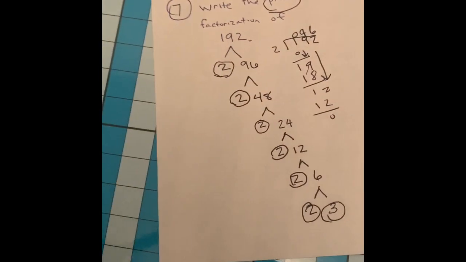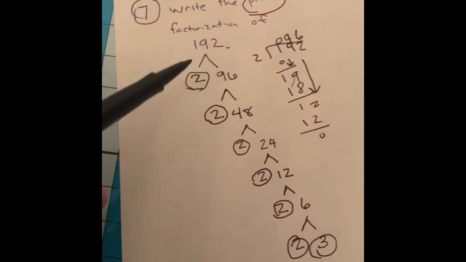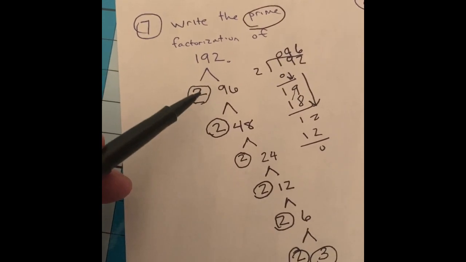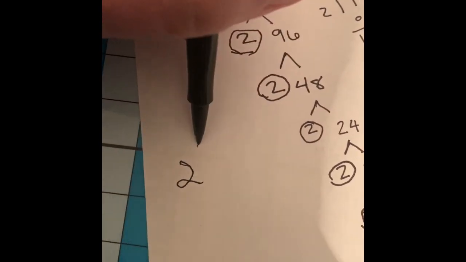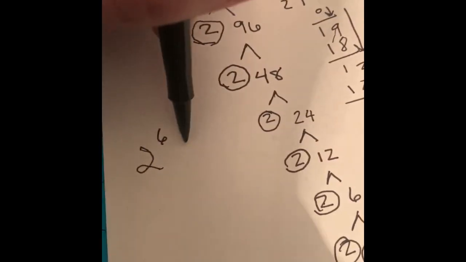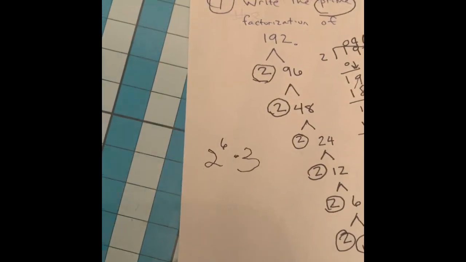So if I'm writing the prime factorization of 192, I'm going to count the number of 2's I have. 1, 2, 3, 4, 5, 6. So I'm going to have 2 to the 6th power times, what's the other factor? 3. And because there's only one 3, I don't need to put an exponent.